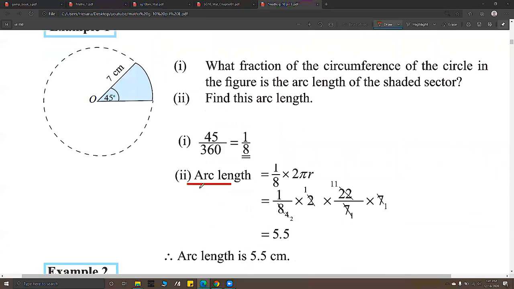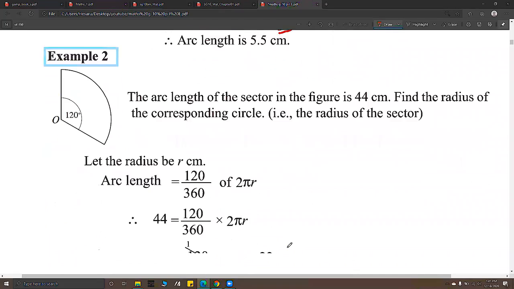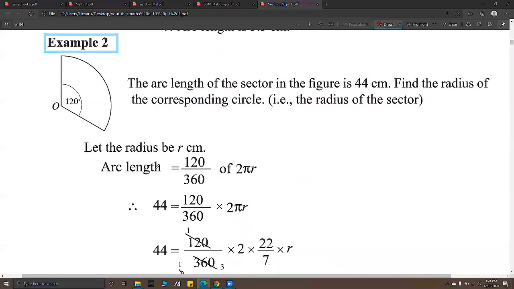So for the arc length, 2πr is for the total circle. So this arc is a 1 over 8 proportion of the total. So you can simply take 1 over 8 times 2πr. π is 22 over 7. So you can simplify it as 5.5 centimeters.